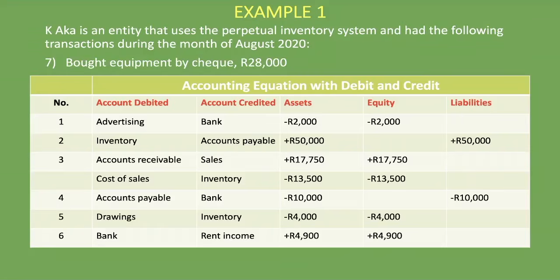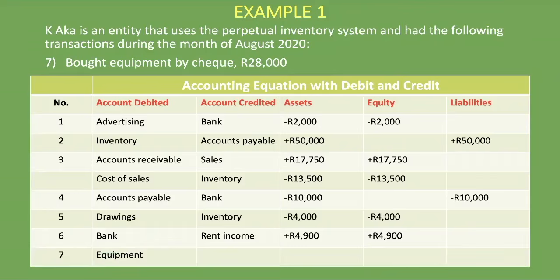Here we are told that we bought equipment by check, 28,000 rand. Now whenever it says by check, that's the same as saying we bought it using cash. So our bank is decreasing, that's the first account. But what is increasing? Why did we pay that money? Well, we bought equipment. Equipment is an asset, and you know that assets increase on the debit side. So the first one there we put is account debited, which is equipment. So we put equipment down.